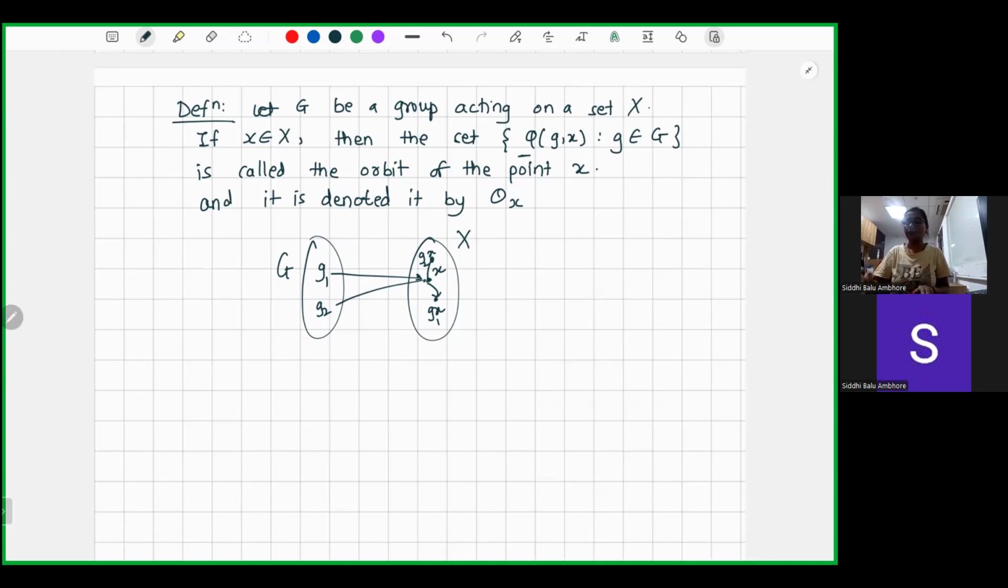So x will always be there. If you want to look at it, you can look at where all this x goes in this set. So for example, when g acts here, this might be my g1x, this might be my g2x. So you can imagine it as how the x is moving when G is acting on it.